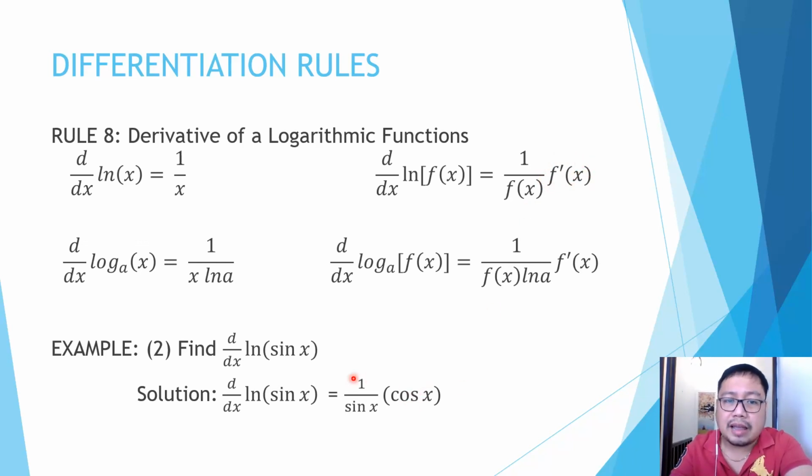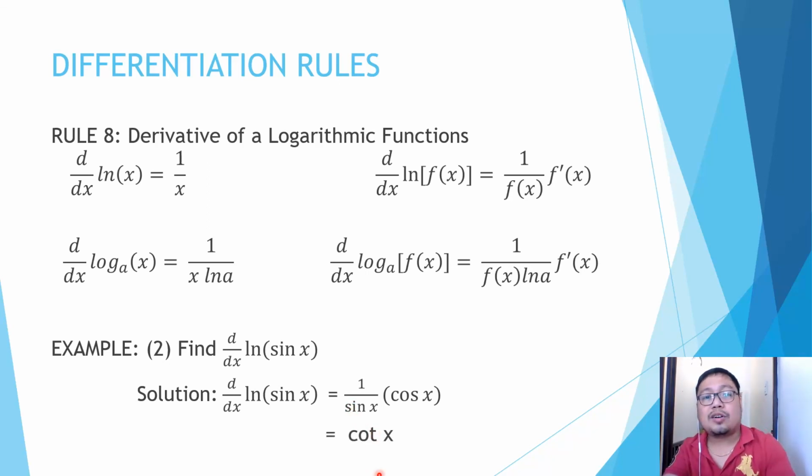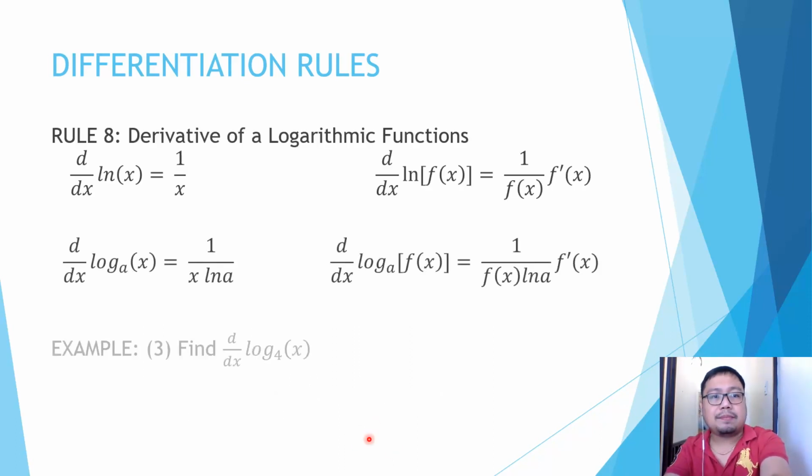So cosine times 1 is cosine over sine x. Cosine over sine is cotangent x. Alright, the final answer is cotangent x. Okay, example number 3. Find the derivative of log x base 4. I think it will fall under this rule.